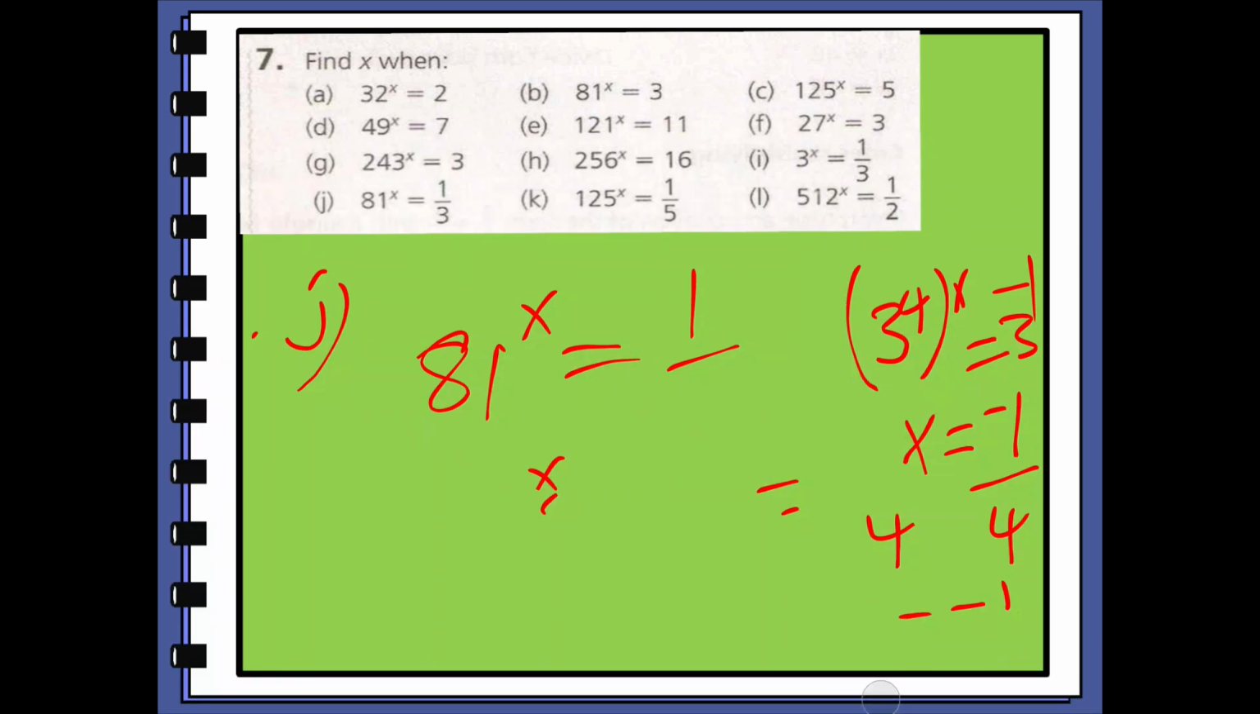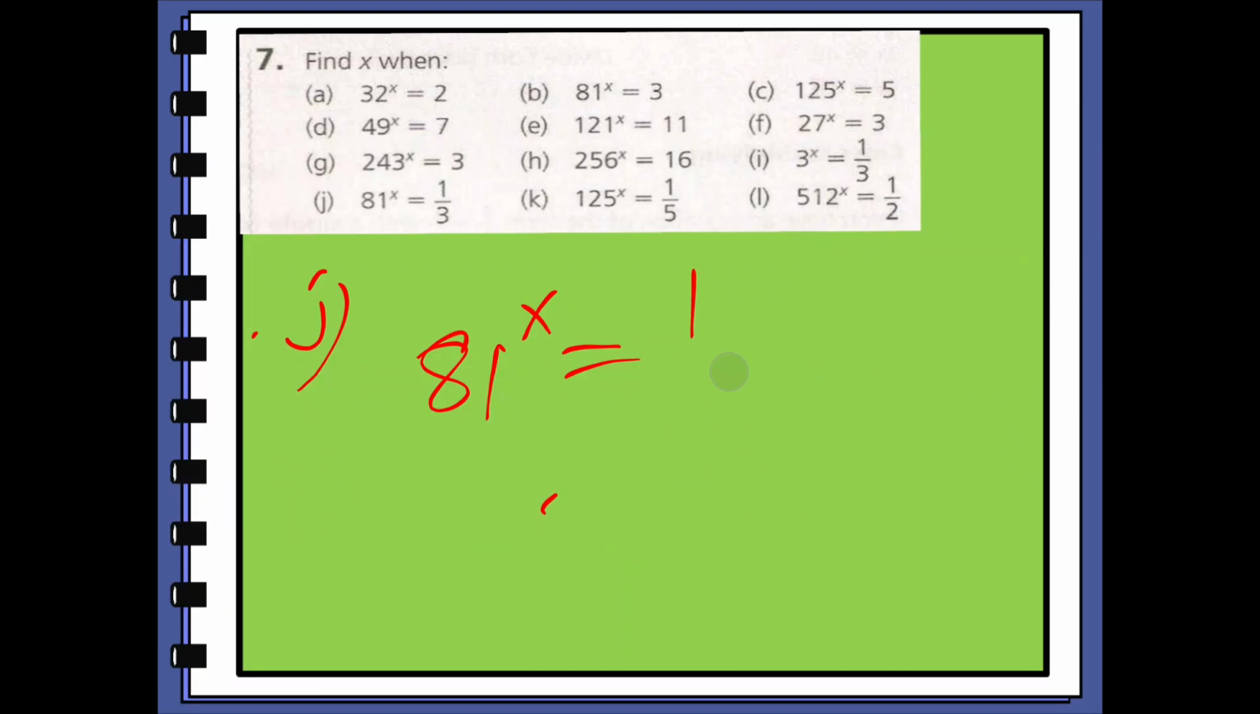So that is how you solve that particular question for indices. I want us to try the one with 5. The one with 1 over 5, it simply means 5 power -1. Then you make the base the same. 1 over 2 means 2 power -1. You make the base the same, just like that, and you are done.